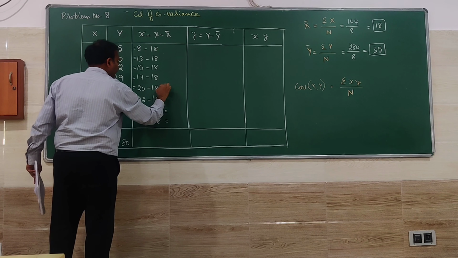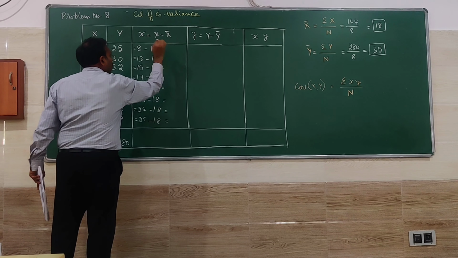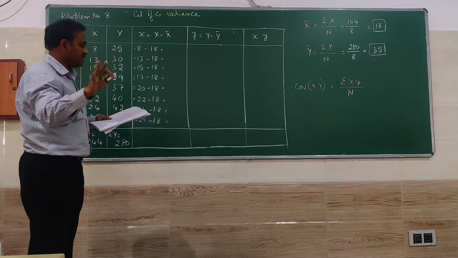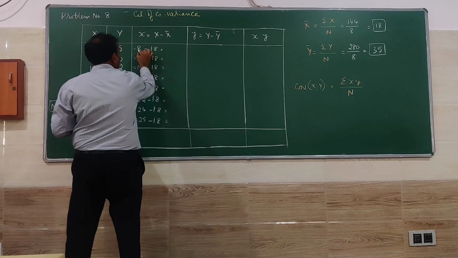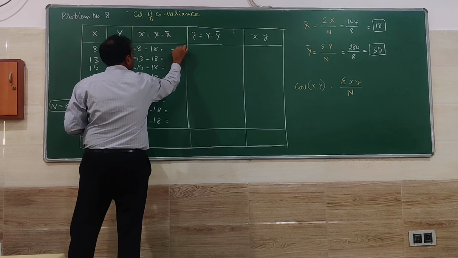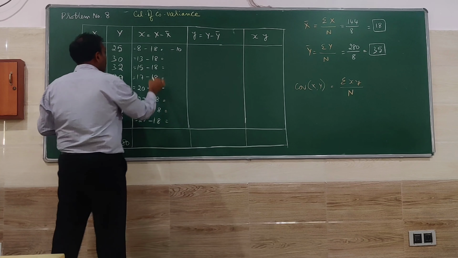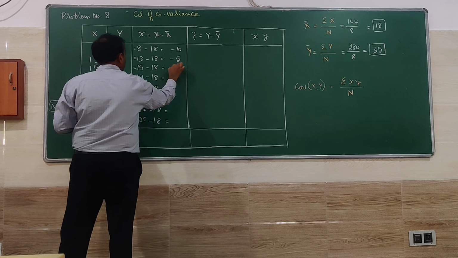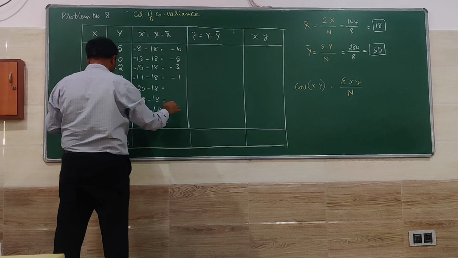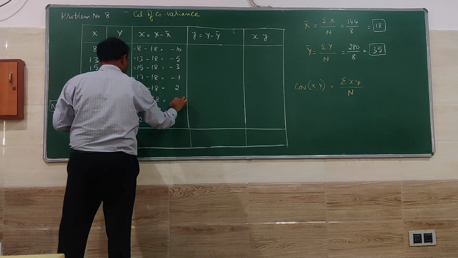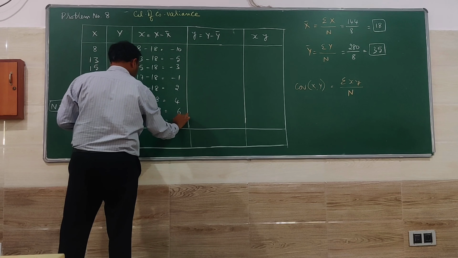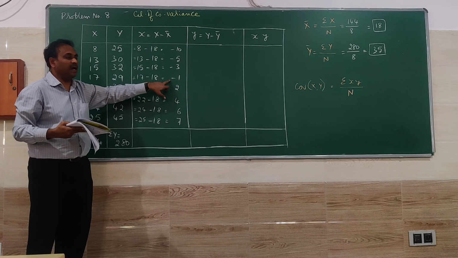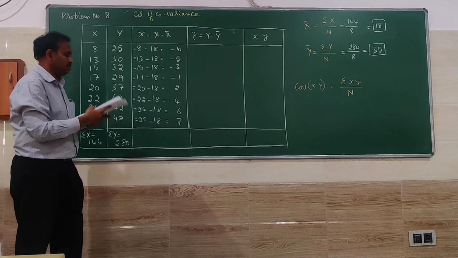To save time, you can write like this, or you can calculate on your own in the calculator, and you can put the value of small x straight away. No need to substitute also. 8 minus 18 is minus 10. 13 minus 18 is minus 5. Minus 3, minus 1, plus 2, 4, 6 and 7. So in the x values you have 4 minus and 4 plus values.